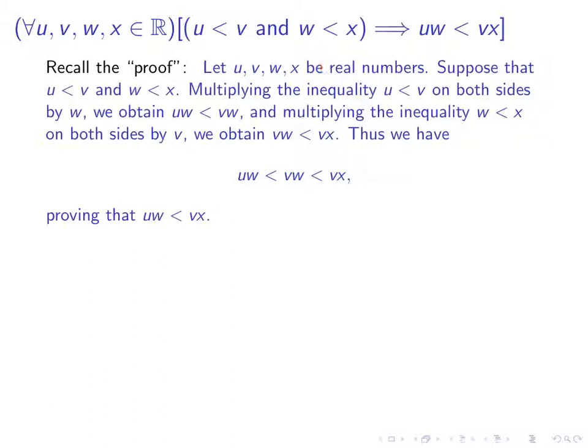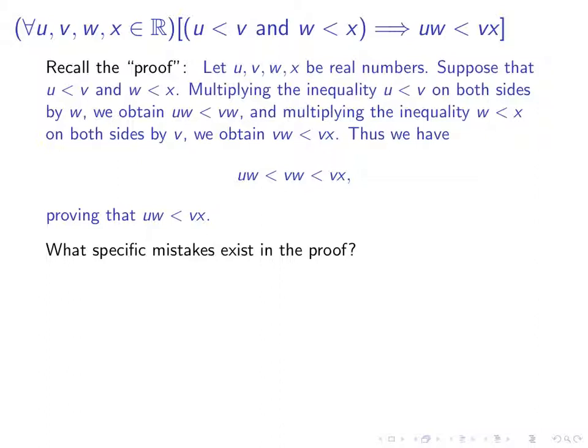Take 4 real numbers, suppose that u is less than v and w is less than x, multiply the inequality on both sides by something to get an inequality, multiply this inequality on both sides by something to get an inequality here. Then you have these two inequalities which you can put together with the transitive property showing that uw is less than vx. So, what's wrong with this picture?